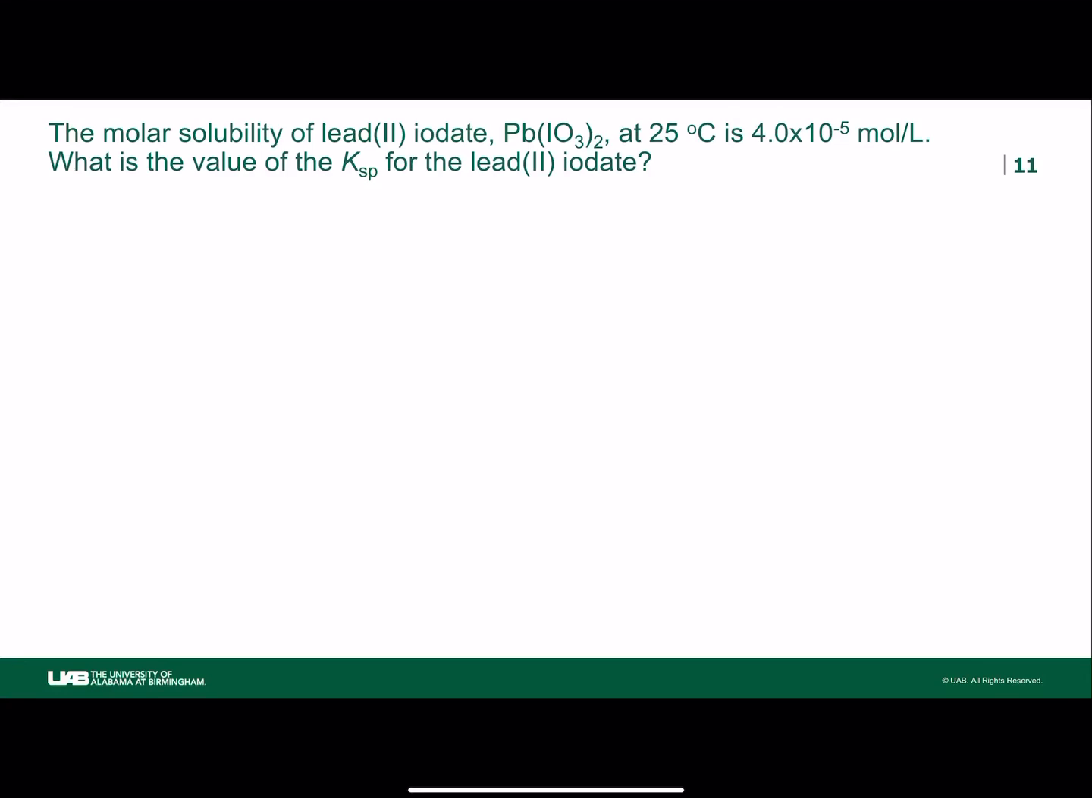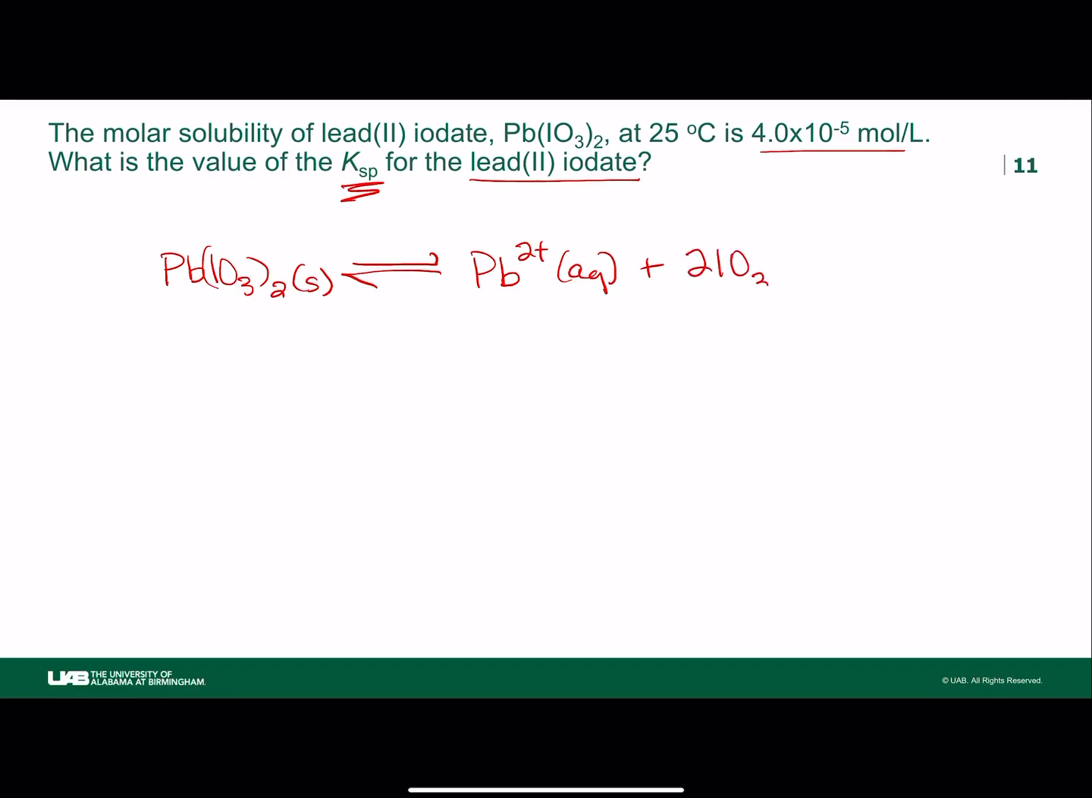All right, you're tasked with finding the KSP for lead iodate, assuming that the molar solubility of the salt itself is 4.0 times 10 to the minus 5 moles per liter. And so it helps to begin by setting up an equilibrium equation between the lead iodate, which is a solid, and its ions, which will be lead 2 plus and 2 iodate anions.